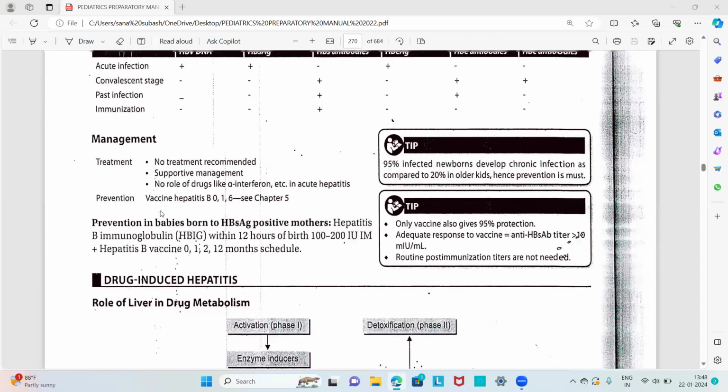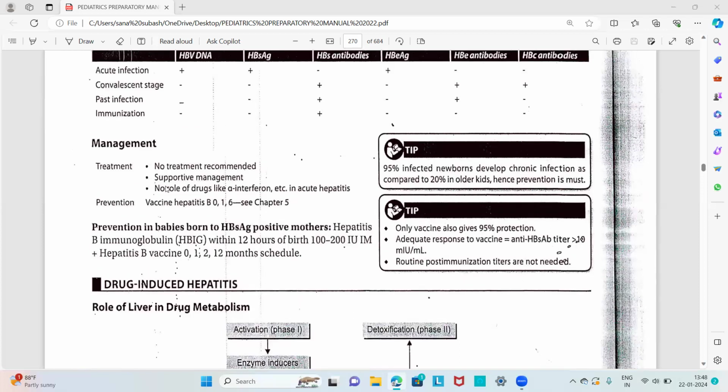Then regarding the treatment, there is no specific treatment recommended for hepatitis B. We have a natural cure by viral clearance, but we have to give supportive treatment. Drugs like alpha interferon are not given in acute hepatitis.